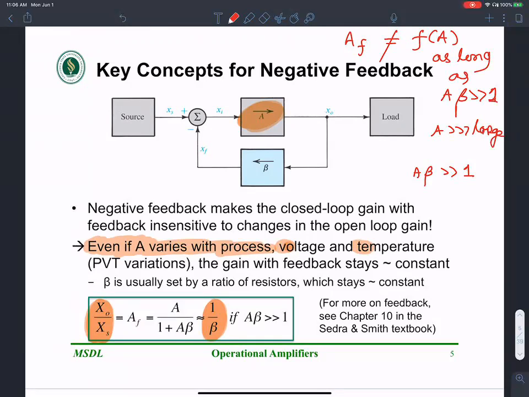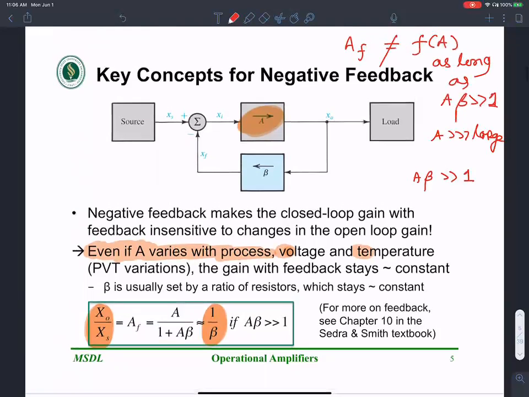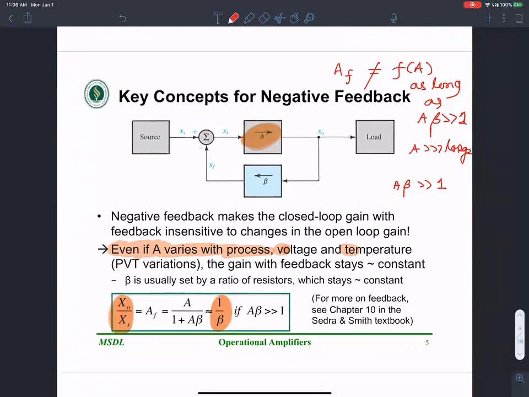So that's the idea. That's the idea of negative feedback, of making the overall loop gain independent of the open loop gain. Does that make sense?